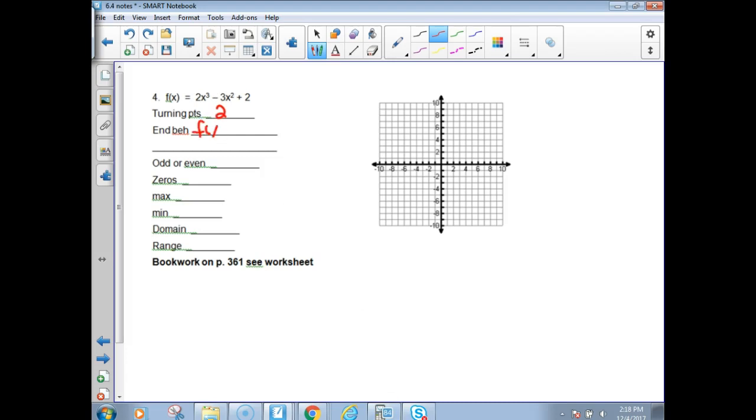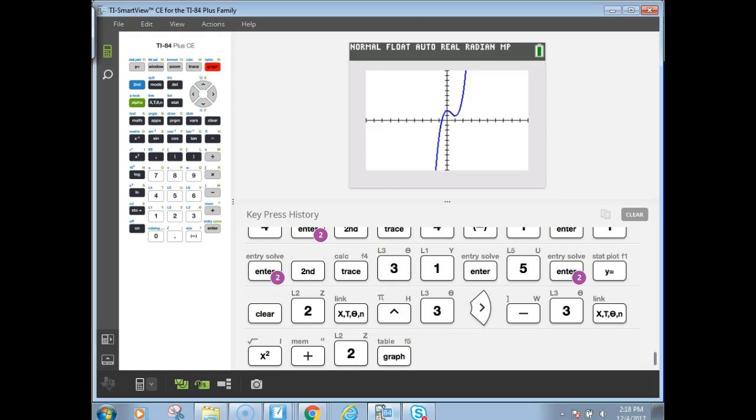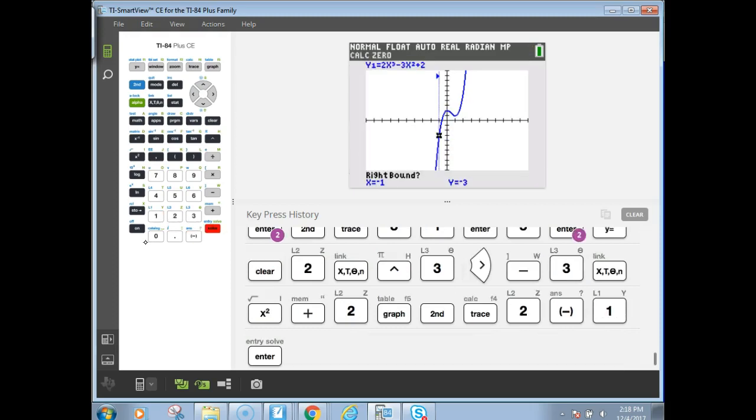It's down on the left. F of x is approaching negative infinity on the left as x approaches negative infinity. And it's pointing up. F of x approaches infinity as x approaches positive infinity. This was odd again. Domain is negative infinity to infinity, and so is the range. And now find the zeros, etc. It's got 1 zero, and it's between -1 and 0 for x values.